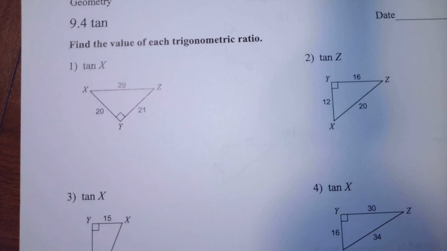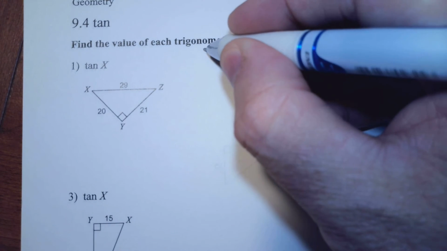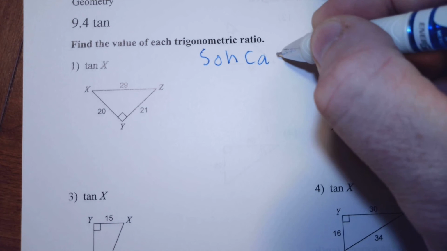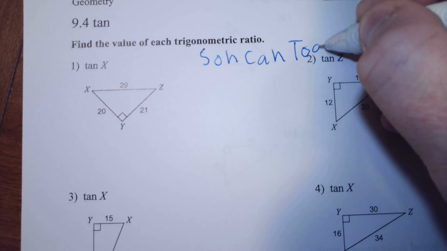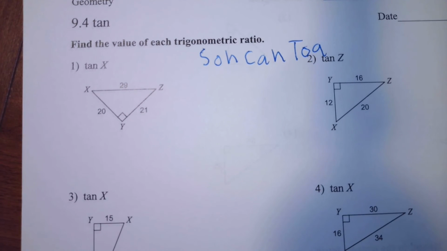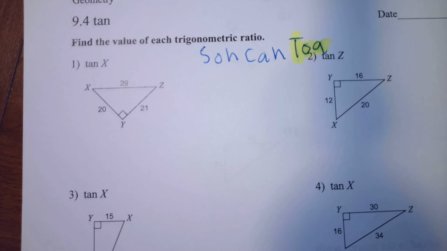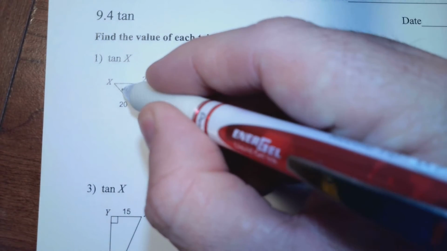Okay, what I recommend on all of your papers, this chapter anyways, is just to start by writing out the ratios. On this one, we're just going to use the TOA. But just get used to doing this so we can memorize our little ratios. It says find the tangent of x. Just find the ratio, and this is all you have to do.